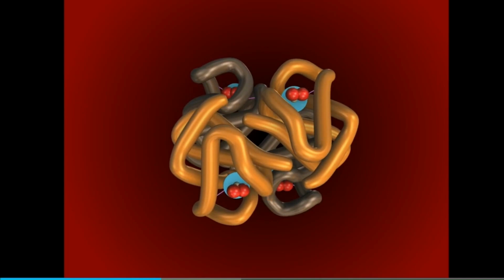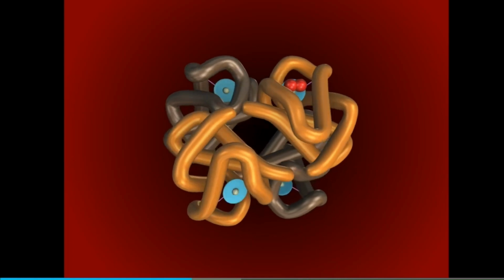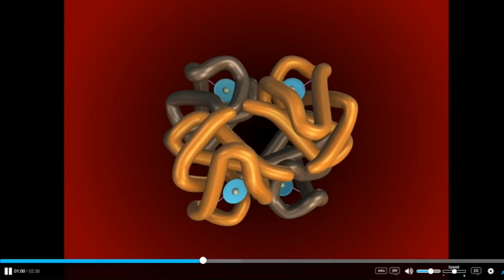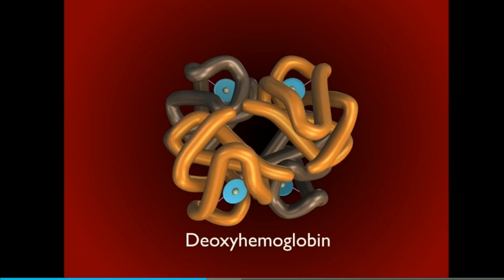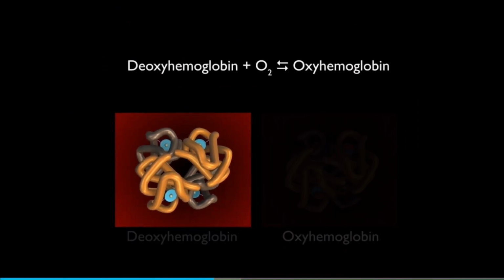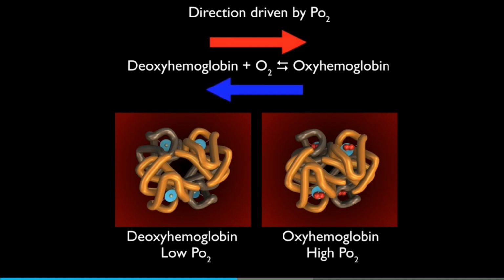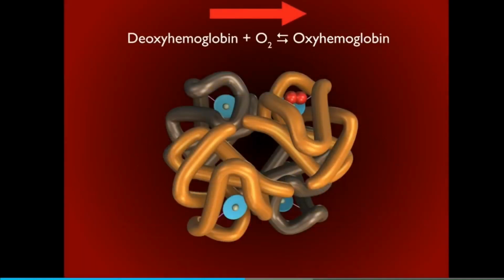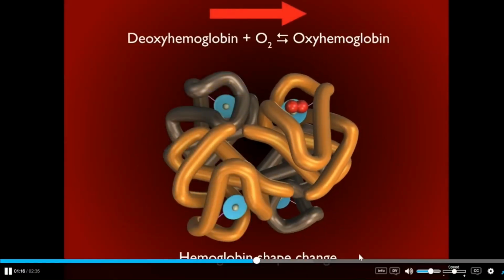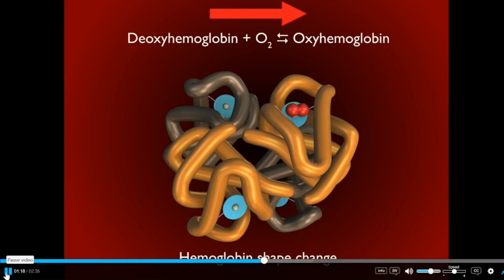When 4 oxygen molecules are bound, hemoglobin is fully saturated and is called oxyhemoglobin. Hemoglobin that carries no oxygen molecules is called deoxyhemoglobin. The binding of oxygen to hemoglobin is a reversible reaction, and its direction depends on the partial pressure of oxygen. When oxygen binds to heme, the shape of the hemoglobin changes in a way that increases its affinity, or binding strength, for oxygen.